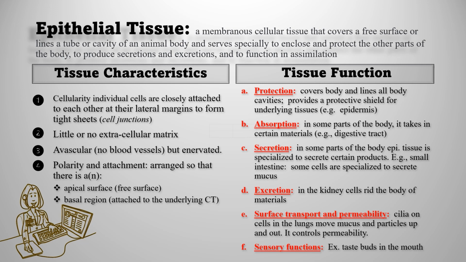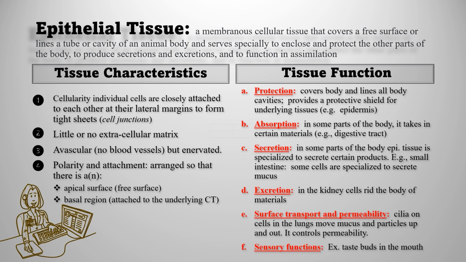Secretion: in some parts of the body, the epithelial tissue is specialized to secrete certain products. An example of that is the small intestine. There is the epithelial tissue of the small intestine, and some cells in it are specialized to secrete mucus, for example. And this is the secretion part of it. Excretion: in the kidney, for example, cells rid the body of materials.